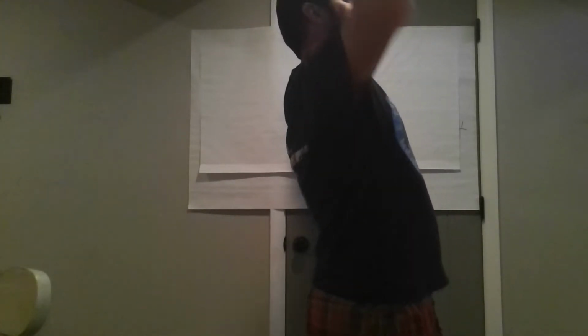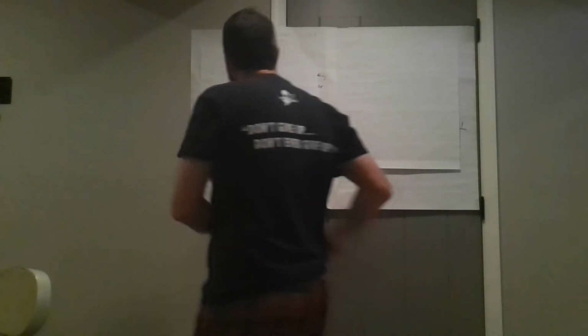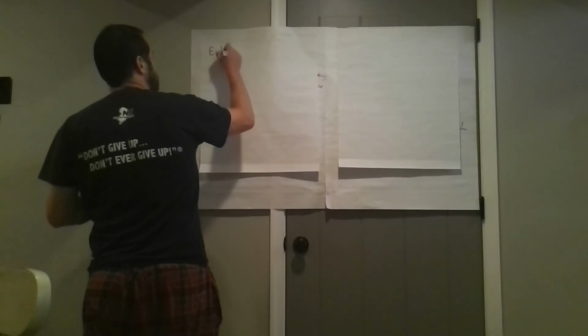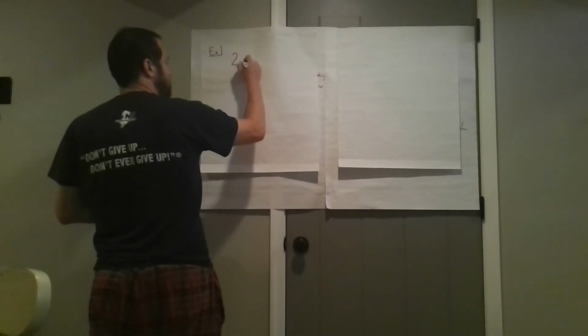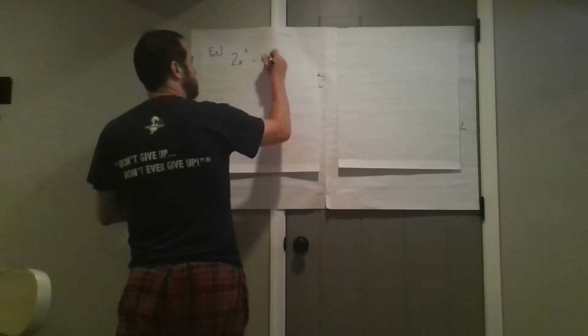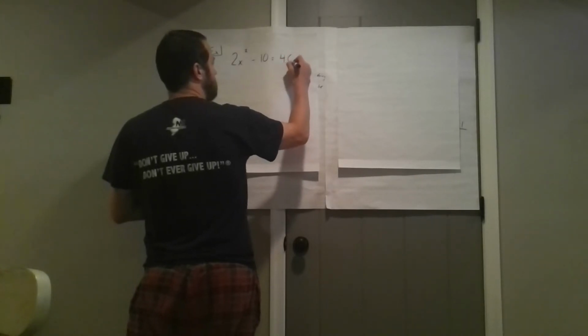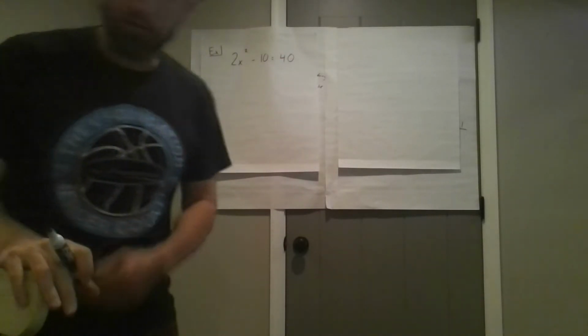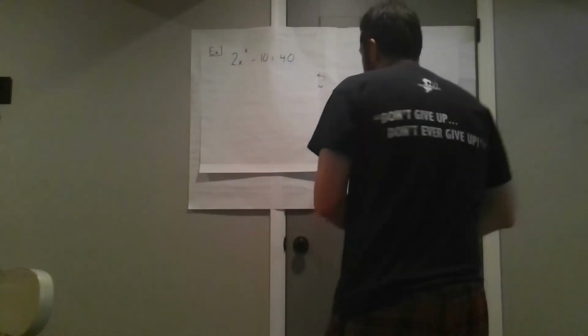All right, so now we're going to try a little bit tougher. Sorry, trying to do two things at once. And let's try 2x squared minus 10 equals 40. This one looks a little bit harder. It is, but nothing we can't handle.